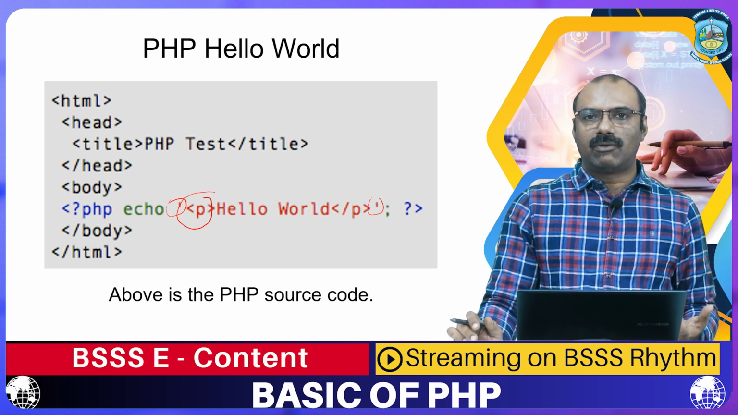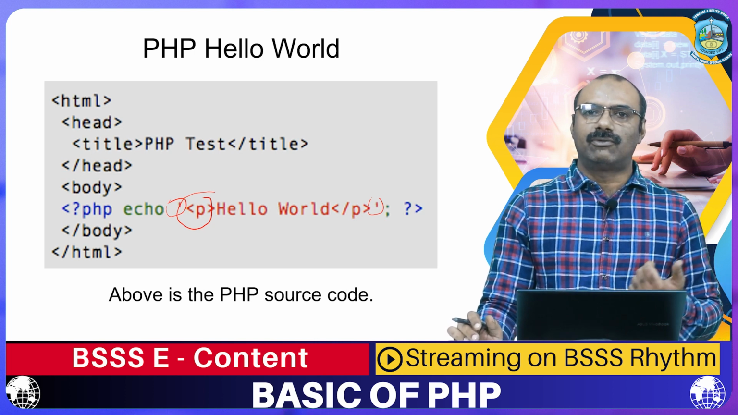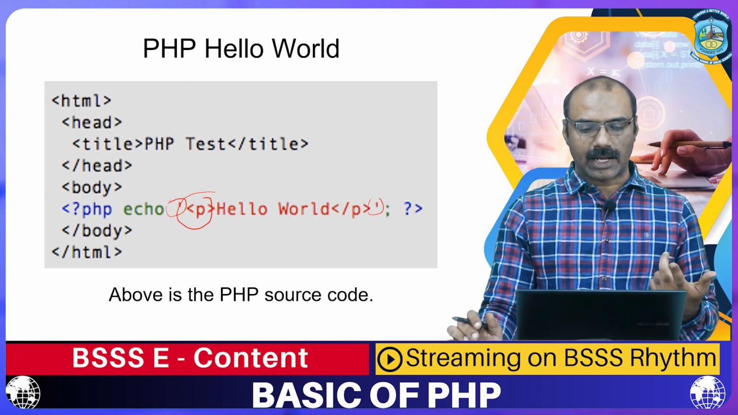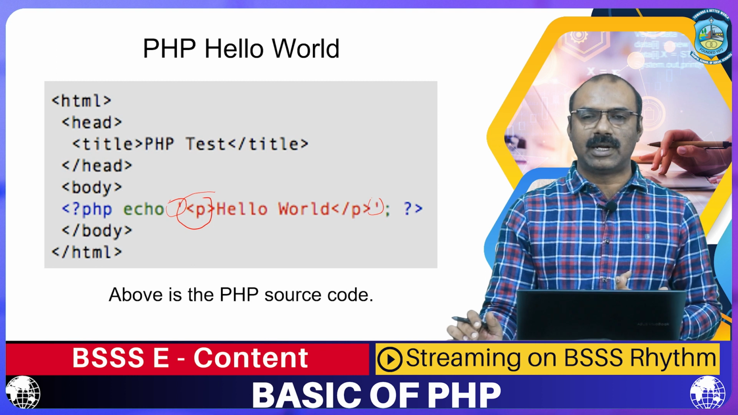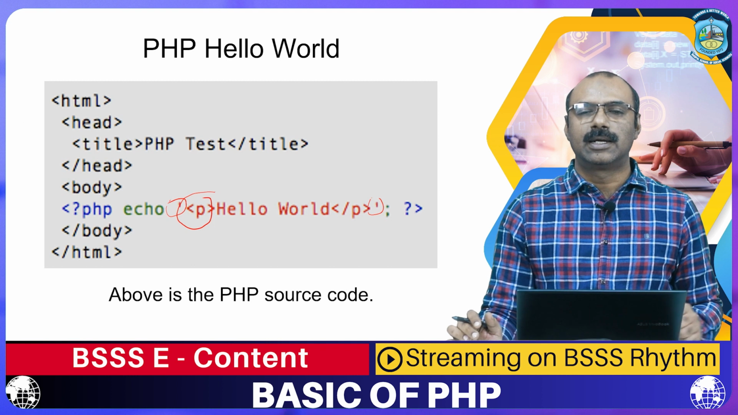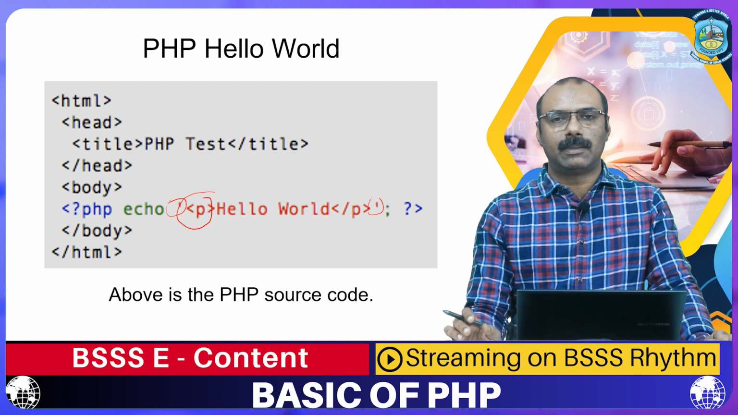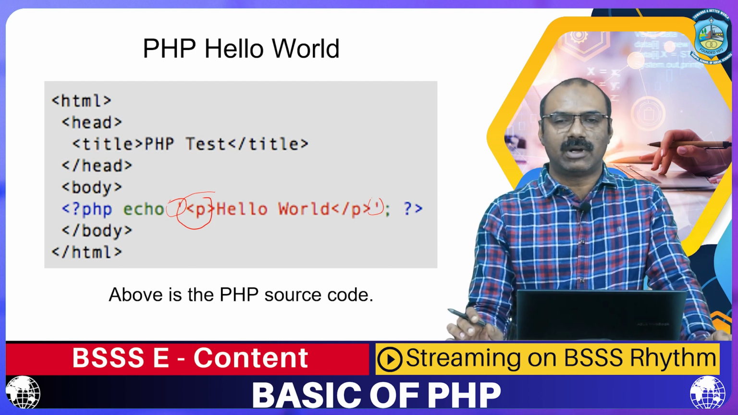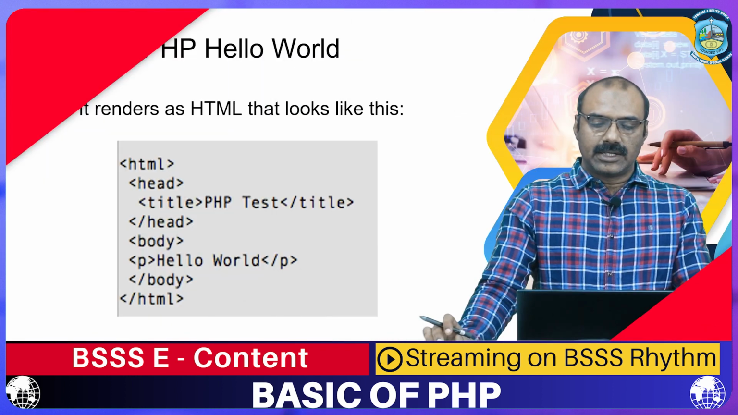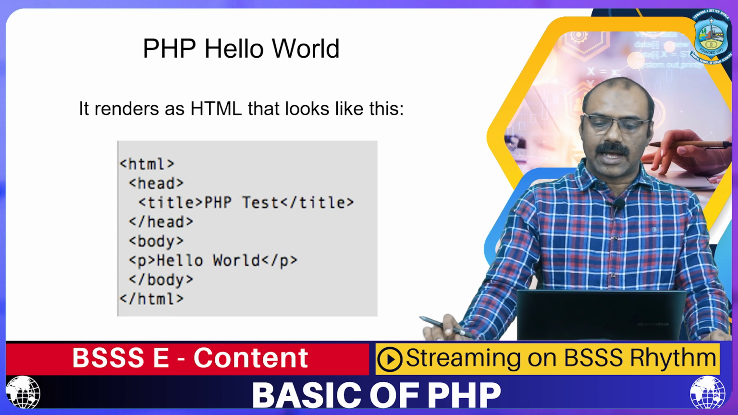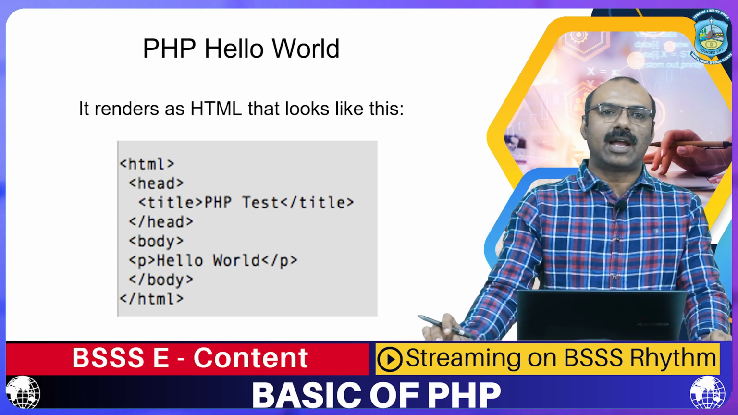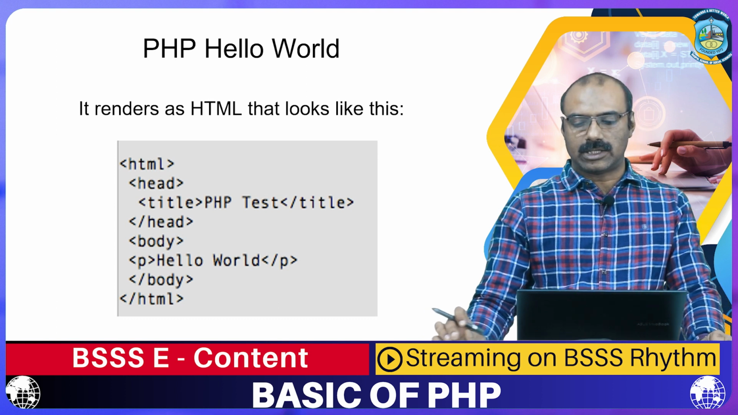Till now we have seen the PHP tag within HTML. Now this example has a PHP tag within HTML, and again within the echo statement we are writing HTML tags. So if you have to write an HTML tag within PHP, then you have to use single quote statements. The page renders as HTML that looks like this. So this whole PHP file is now converted into an HTML file.